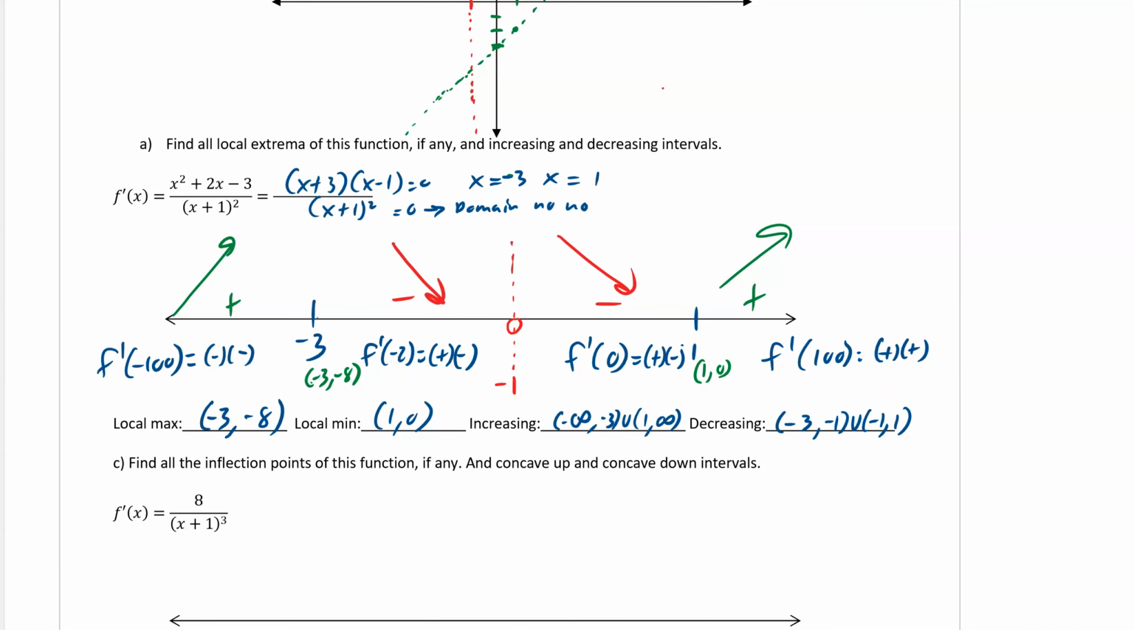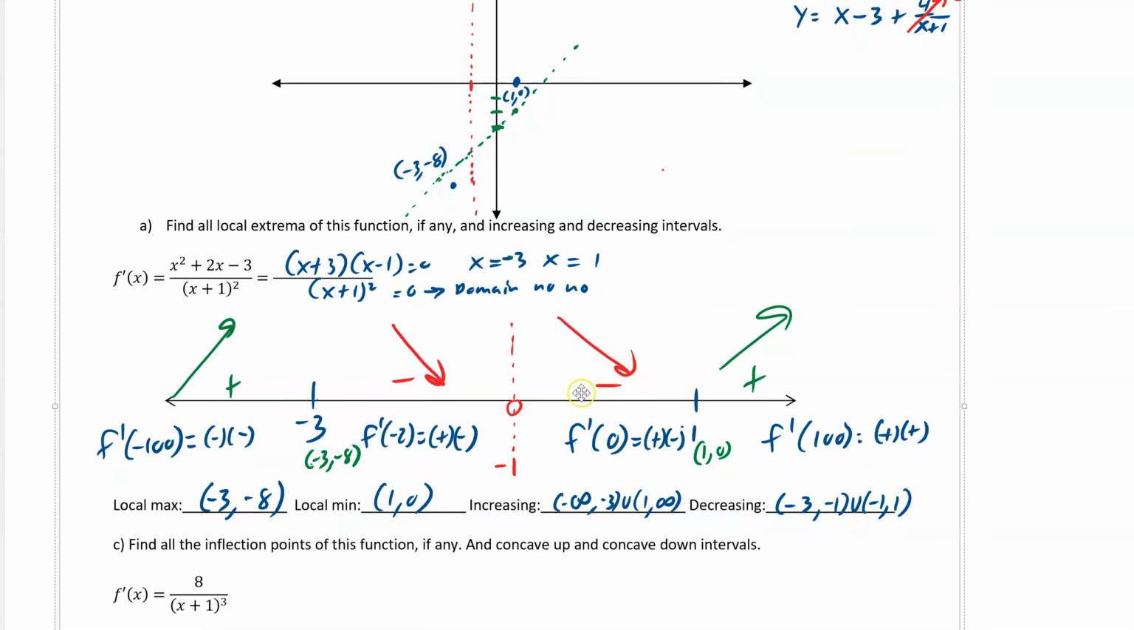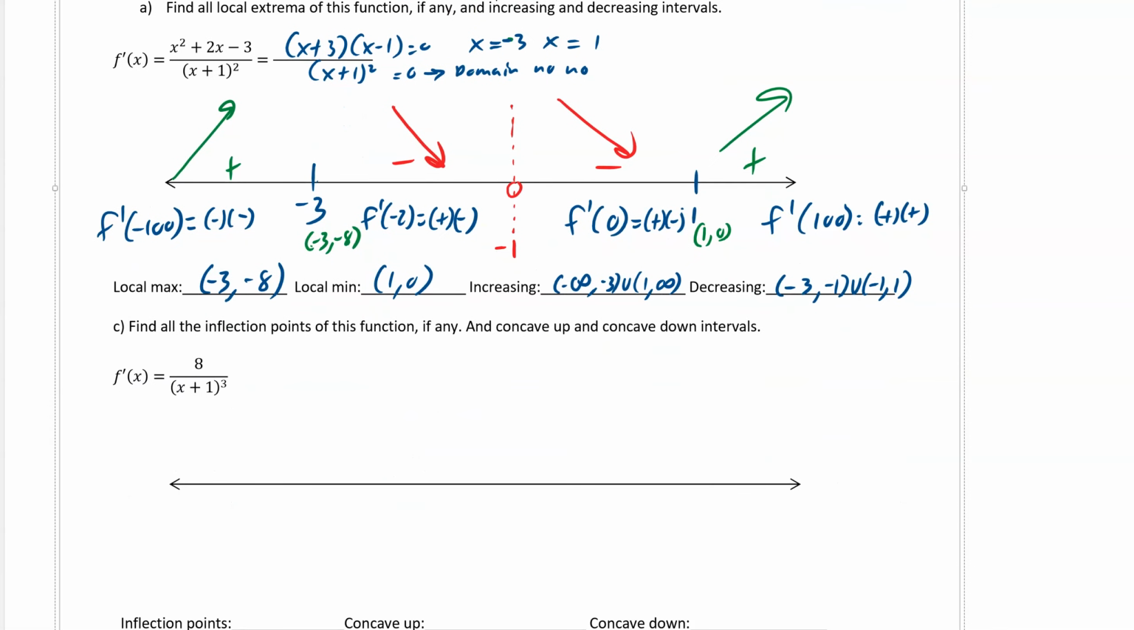Okay. So now we know that we have a maximum here at -3, -8. And we have a local min right here at 1, 0. Put it below because I know it's a min, like that. All right, so now we just need to test our concavity. We already know it's going to increase and decrease, so we could already verify it. But let's just make sure that the concavity is correct.